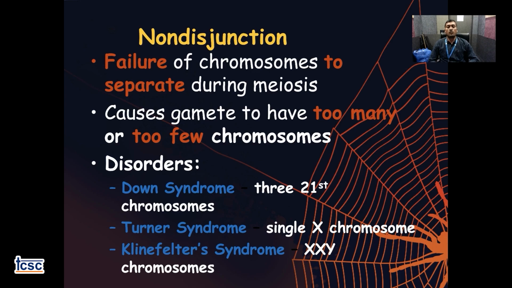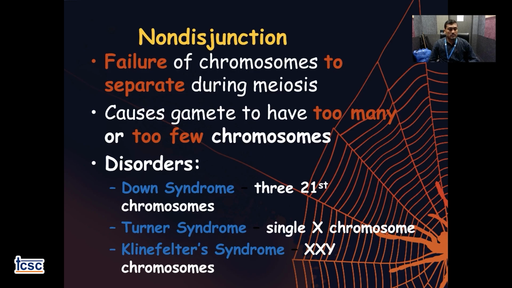So what is meant by Down syndrome? Down syndrome is the trisomy of the 21st chromosome. It means in a normal individual, there is a pair of chromosomes, right? One from mother, one from father. One is the paternal chromosome, one is the maternal chromosome. But at the time of non-disjunction, the 21st chromosome is repeated. It means instead of 2, there will be 3 chromosomes, and that is called Down syndrome.